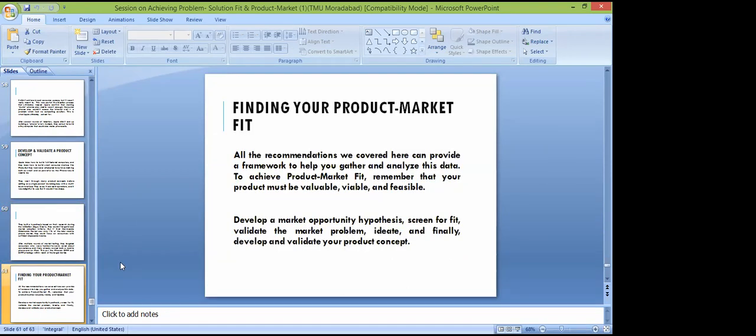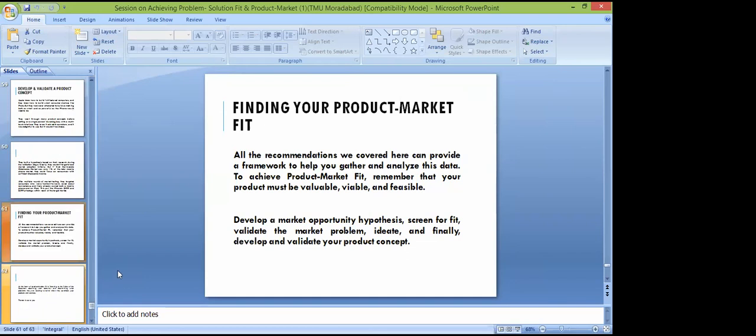Finding your product market fit, all the recommendations we covered here can provide a better framework to help you gather and analyze this data. To achieve product market fit, remember that your product must be valuable, viable, and feasible. Develop a market opportunity hypothesis, screen for it, validate the market problem, ideate, and finally develop and validate your product concept.